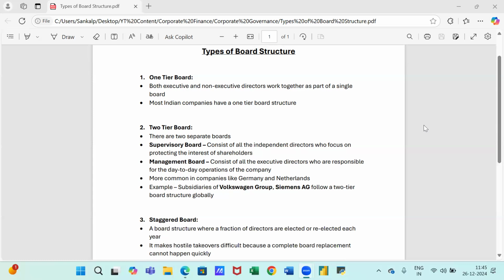This type of board structure is very common in countries like Germany and Netherlands. Apart from that, a very good example can be the subsidiaries of Volkswagen Group and Siemens. So the subsidiaries of these two companies follow a two-tier board structure globally, except India.